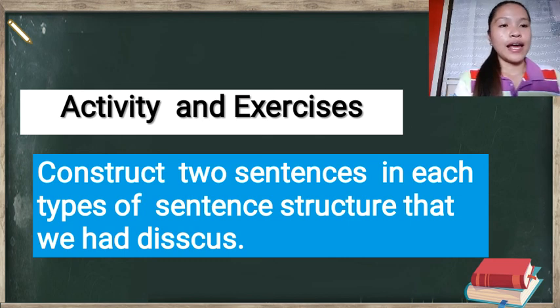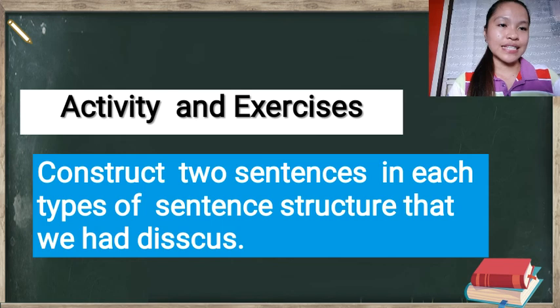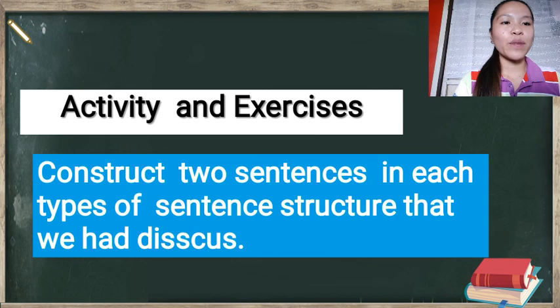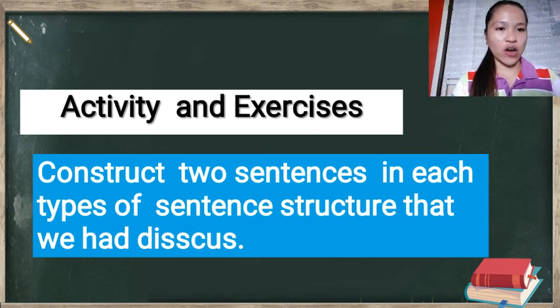For now, I have an activity for you to answer, for me to know if you learned something or gained knowledge from my discussion. I will let you construct two sentences in each type of sentence structure that we just discussed. Meaning two for simple sentence, two for compound sentence, two for complex sentence, and two for compound complex sentence. So all in all, you need to construct 8 sentences.